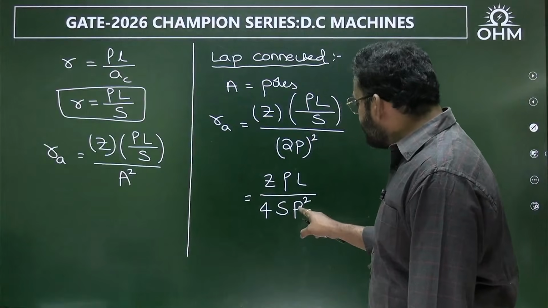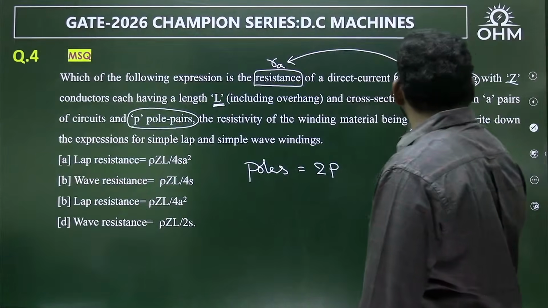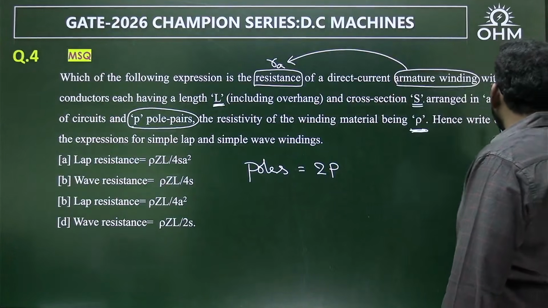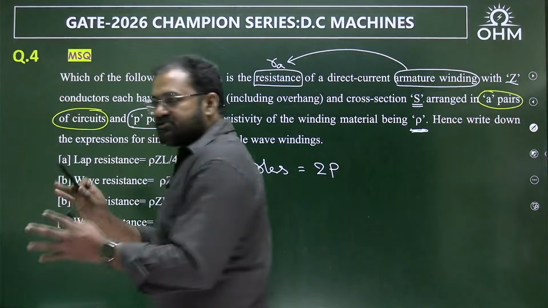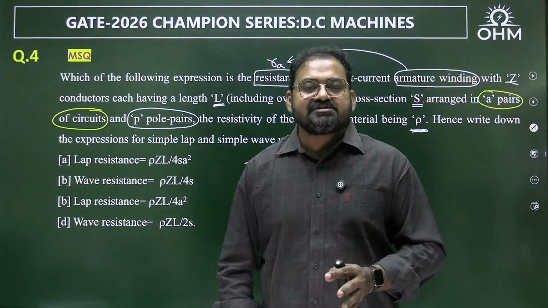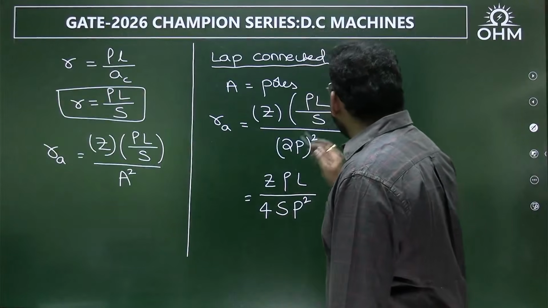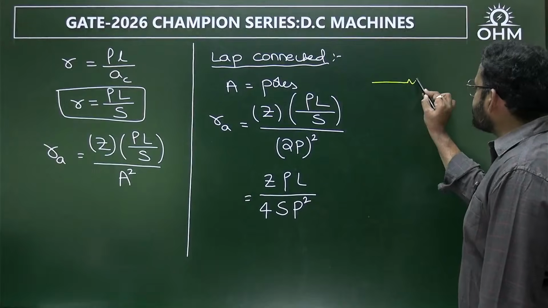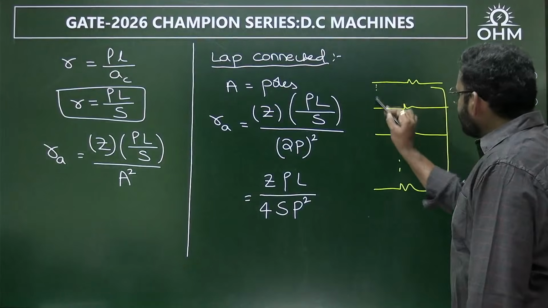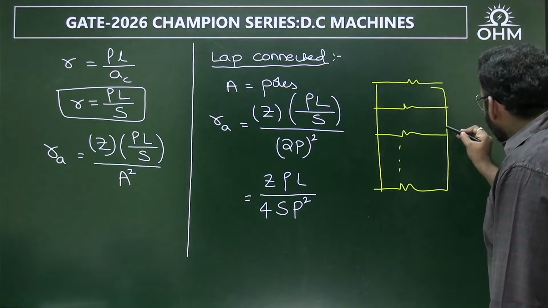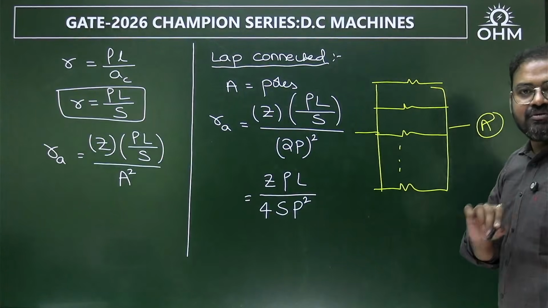We got P square. That means we have to find a relation between P and A. What is A representing in the given question? Please read this. A is representing pairs of circuits. Pairs of circuits means, first of all, is the armature a single circuit or a number of circuits in parallel? Number of circuits in parallel. Let's say this is the armature circuit. How many circuits are connected in parallel like this? As the machine is a lap connected machine, the number of parallel paths, number of circuits, is equal to capital A only.